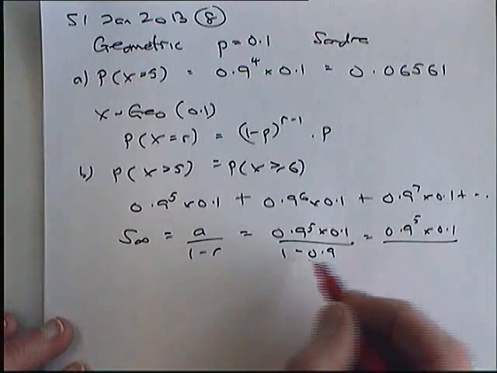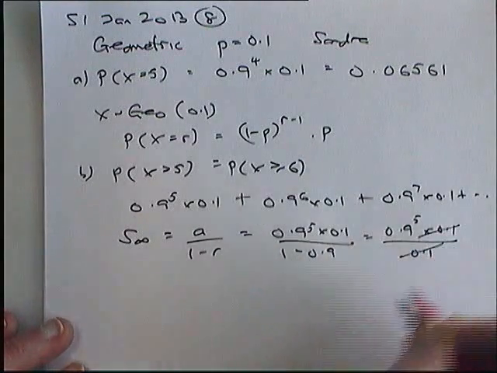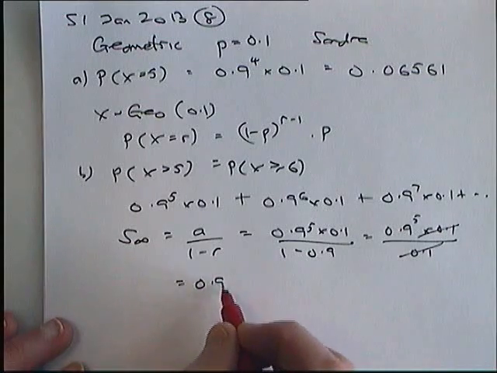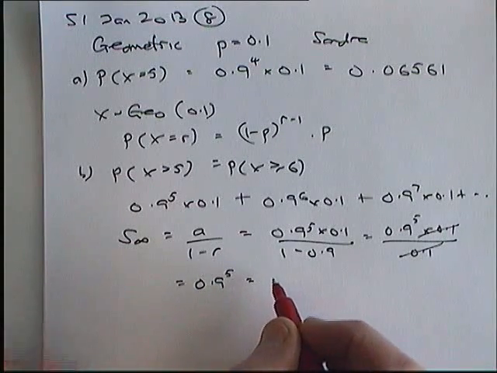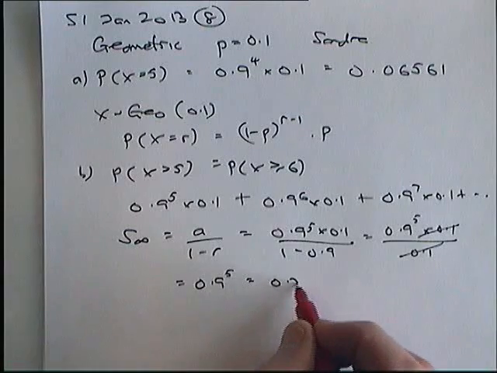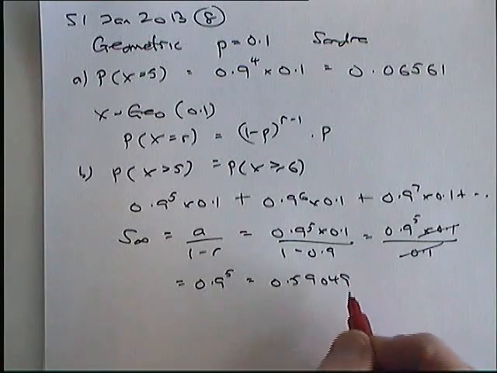So I've got 0.9 to the power of 5 times by 0.1. On the bottom I've got 0.1. So they disappear, and I'm left with 0.9 to the power of 5. And if you work that out as a decimal, you get 0.59049.